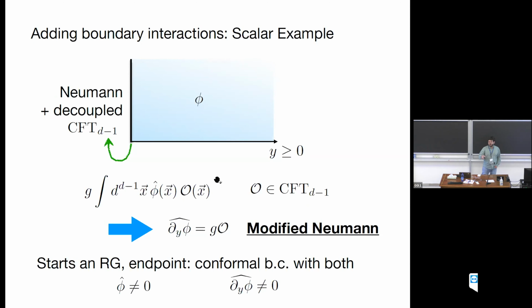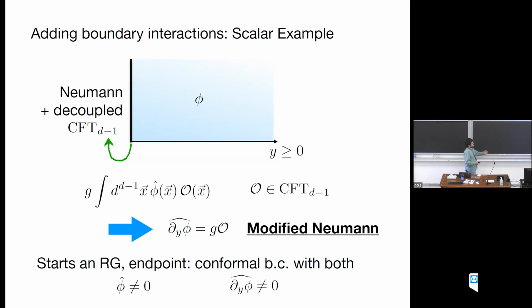Again, I go through the variation of the action, and I started with Neumann for definiteness, and now I discover that the normal derivative is not anymore set to 0, but it's actually identified with the operator of the conformal field theory that I added on the boundary. This is what you can call modified Neumann. And generically, this will start some RG flow on the boundary.